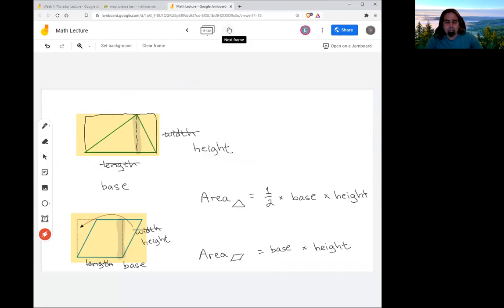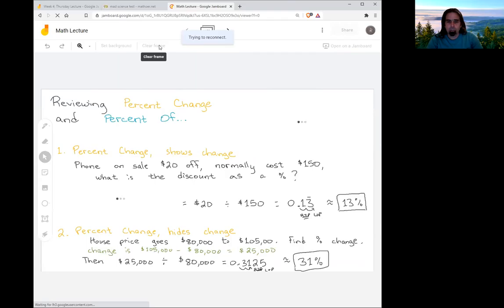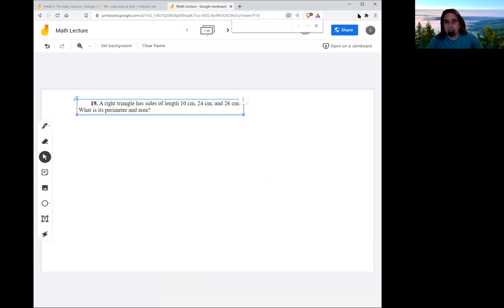So that's the new Jamboard. Back to the first page and erase it. Come on, internet. There we go. Okay.